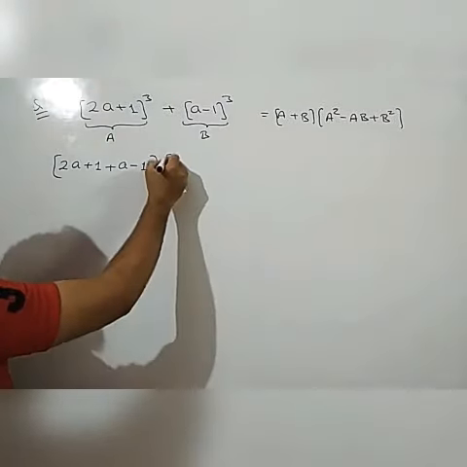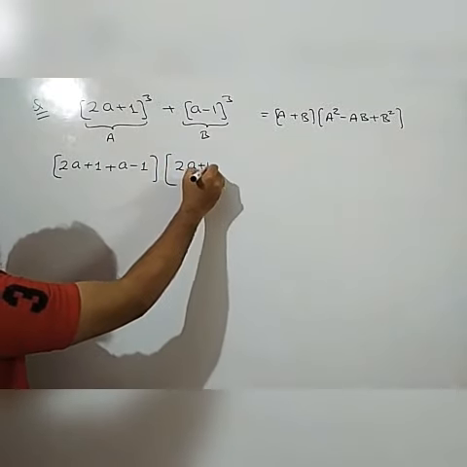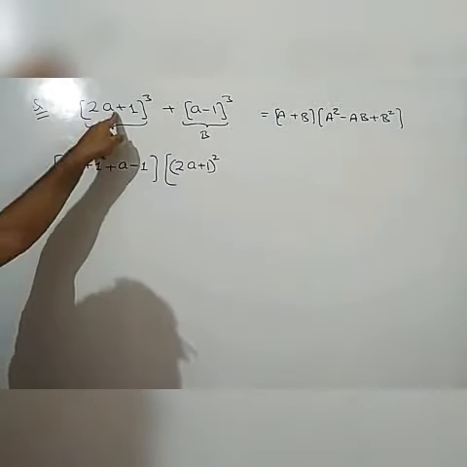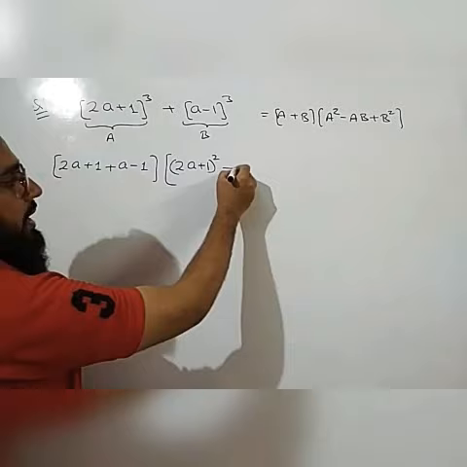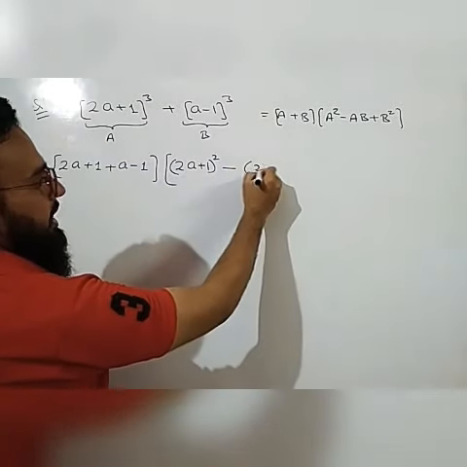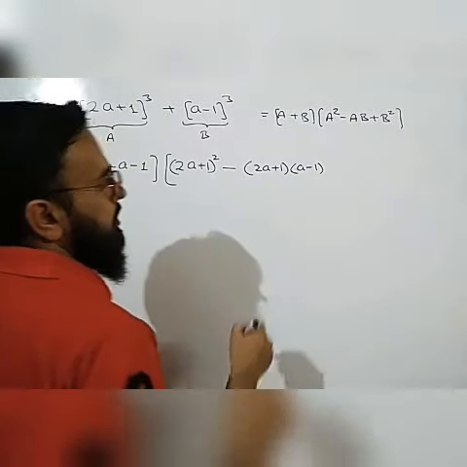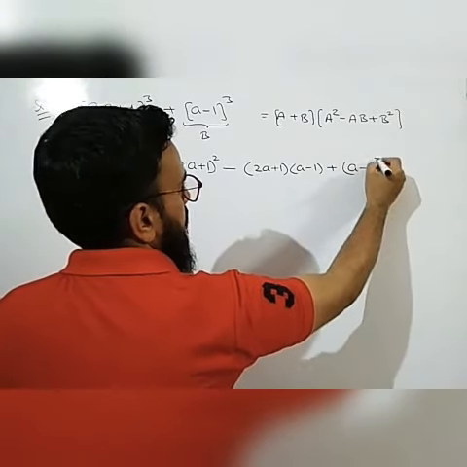Then in the second bracket, it will be A square. What will be A square? It will be 2a plus 1 whole square, because 2a plus 1 is the term A. So 2a plus 1 whole square minus AB. What will be A into B? It will be 2a plus 1 into a minus 1. And then B square will be a minus 1 whole square.